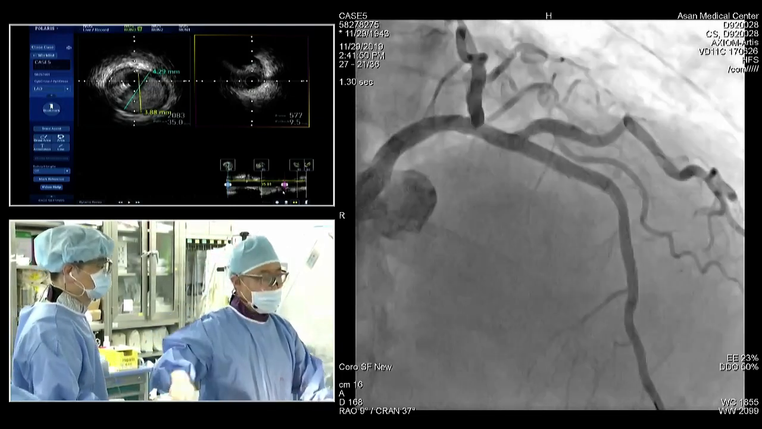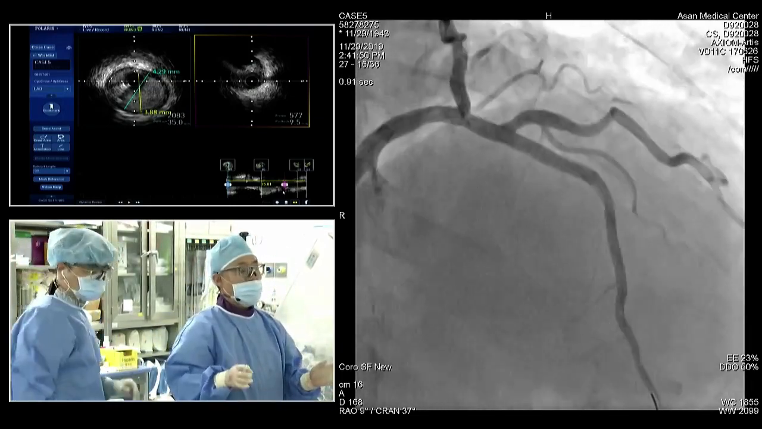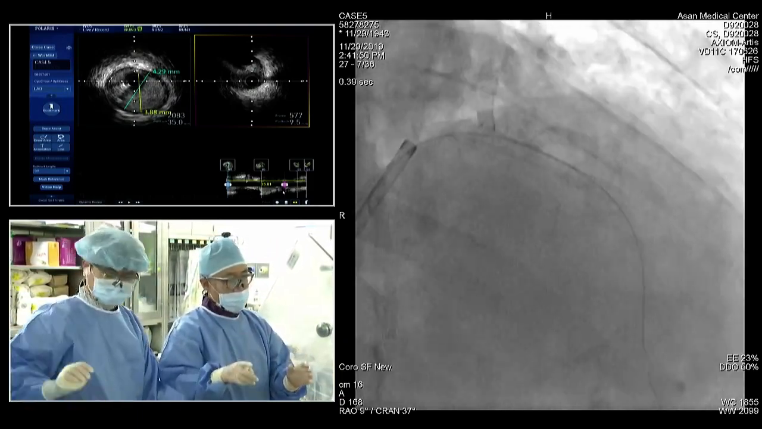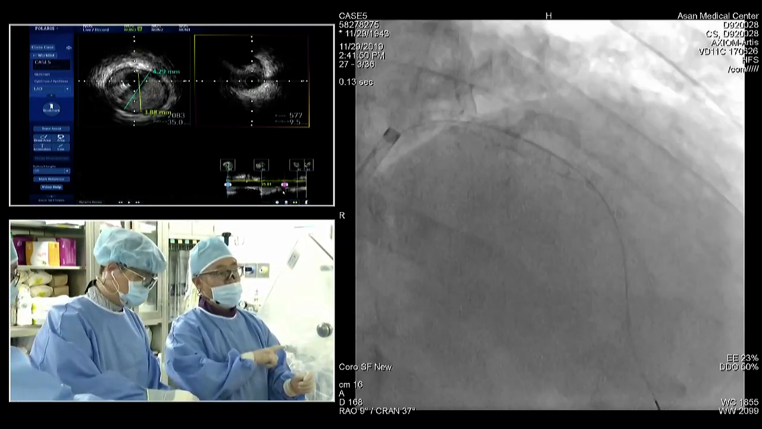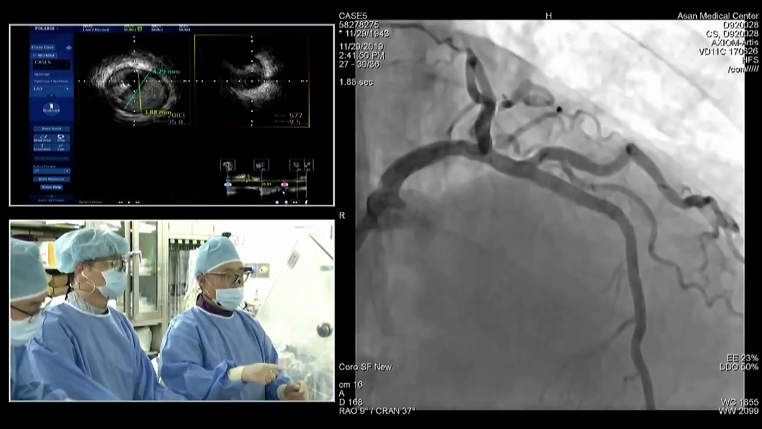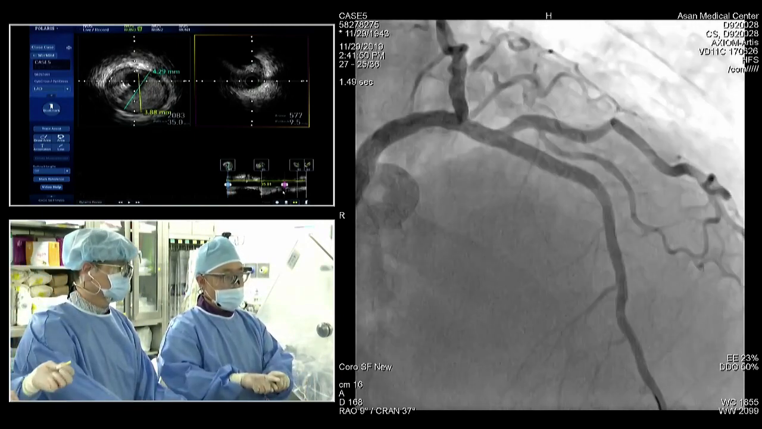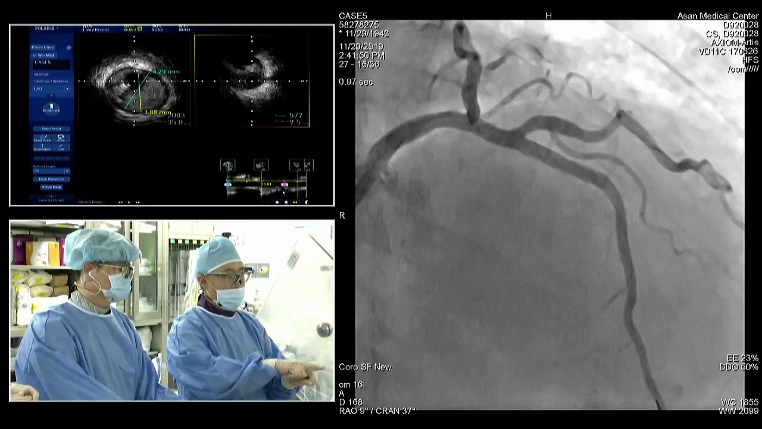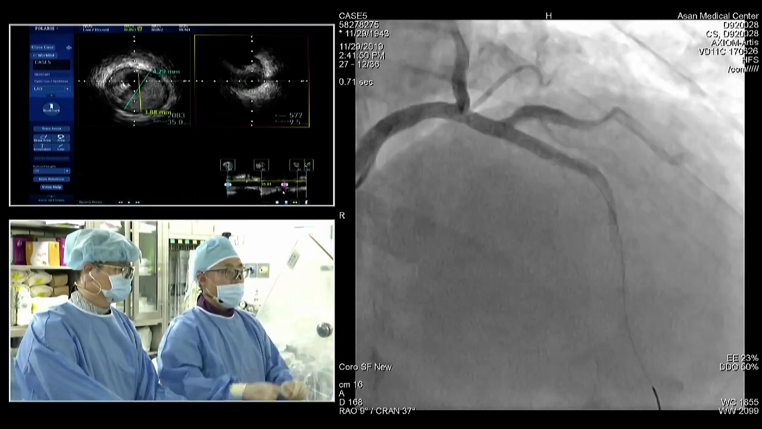So, next step, I'm going to do high pressure dilation using a 3.5 from the mid to the left main, and then recross the wire to the diagonal branch and circumflex branch. Finally, do kissing balloon using two non-compliant balloons, one in the circumflex and one in the left main. I'm going to finish this procedure.